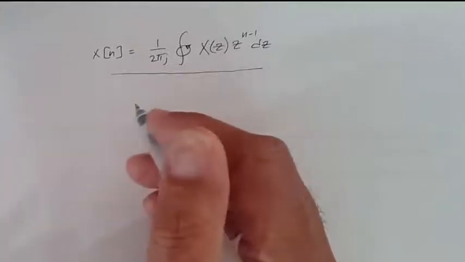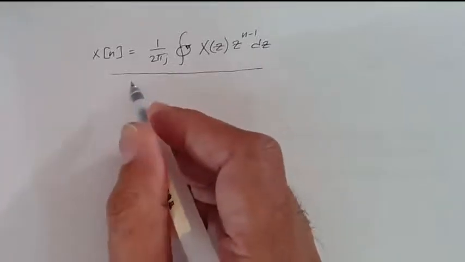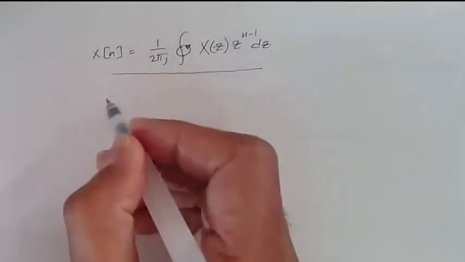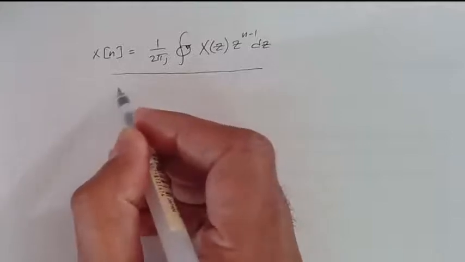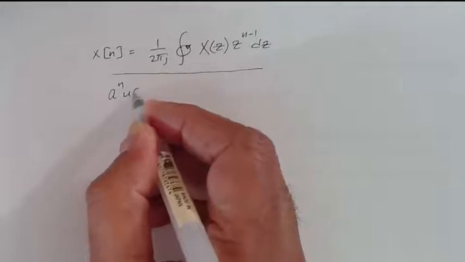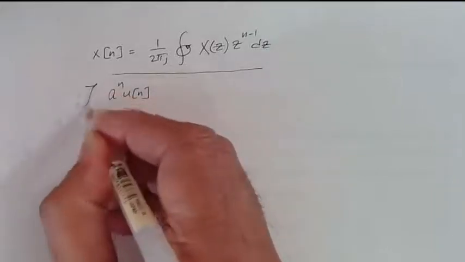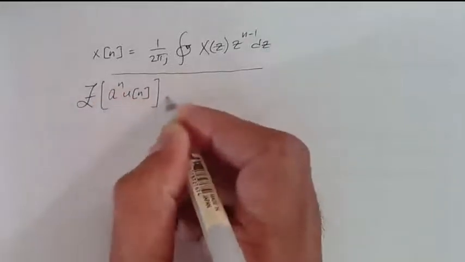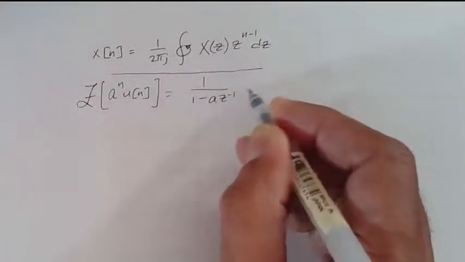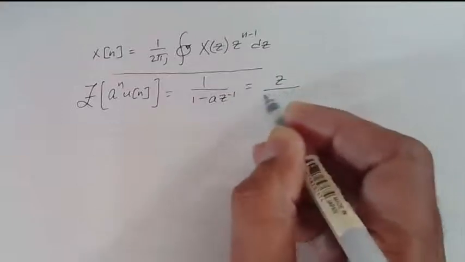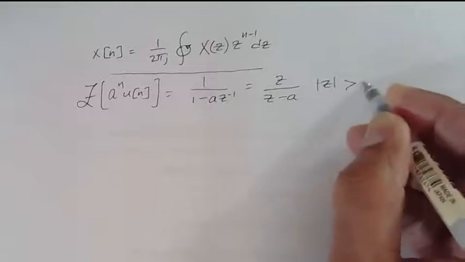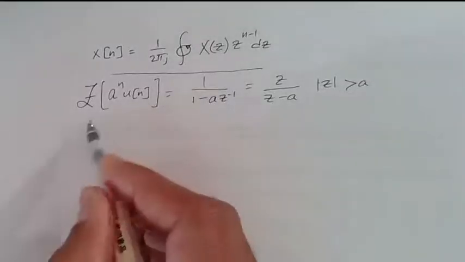The easy way to do it, I think, is to use the method that we used in the case of the Laplace transform. We have a couple of template Z transforms, so we know that the Z transform of a to the n u of n is equal to 1 over 1 minus a z to the minus 1, or z over z minus a, the region of convergence being z greater than a, because it's a right-sided sequence.